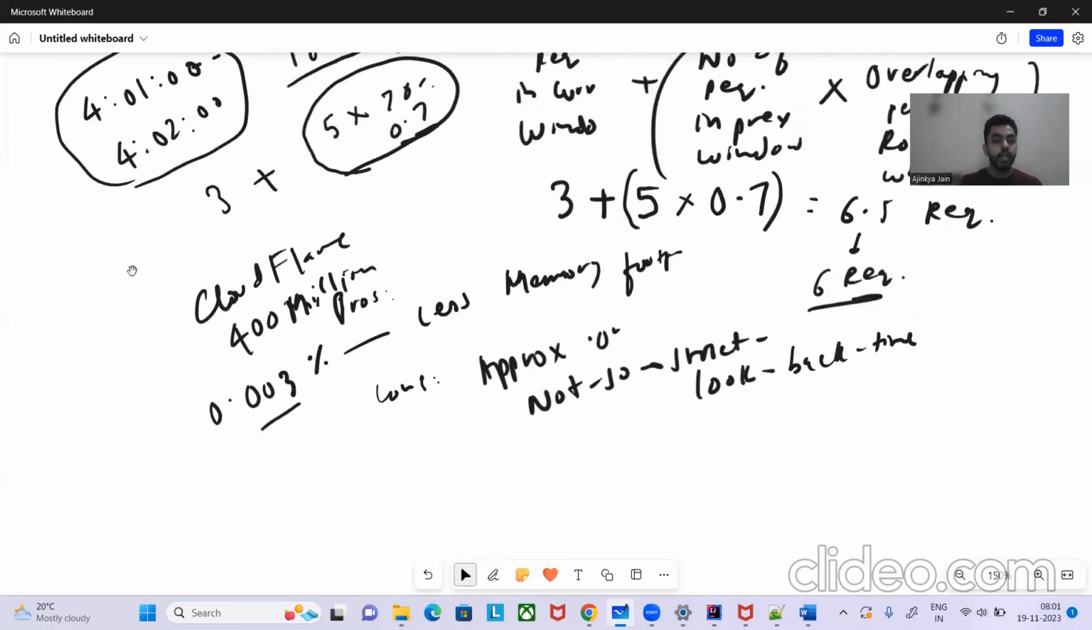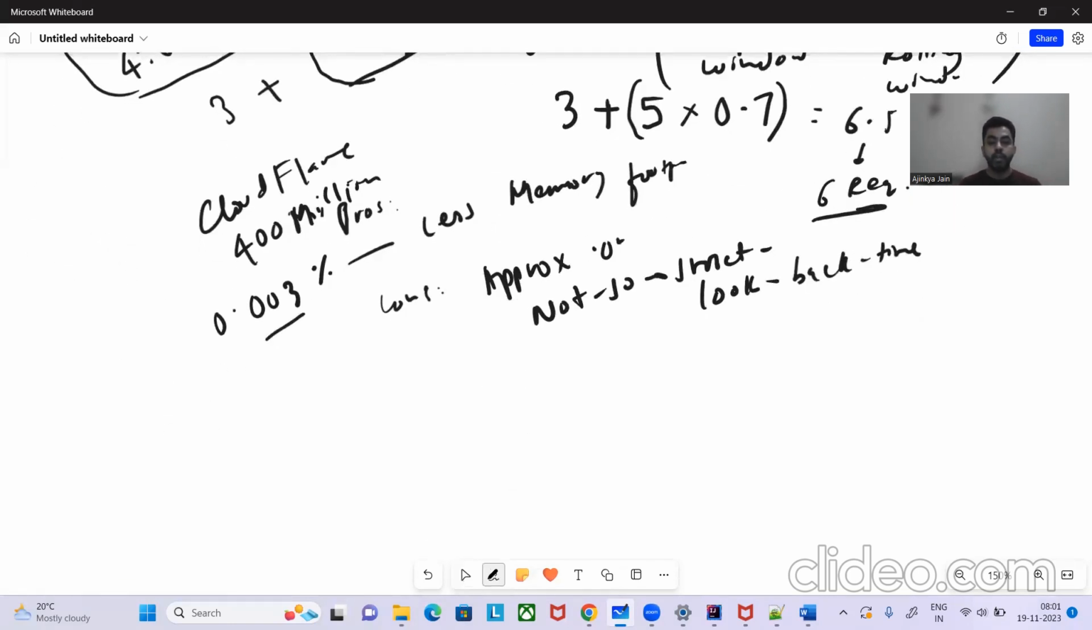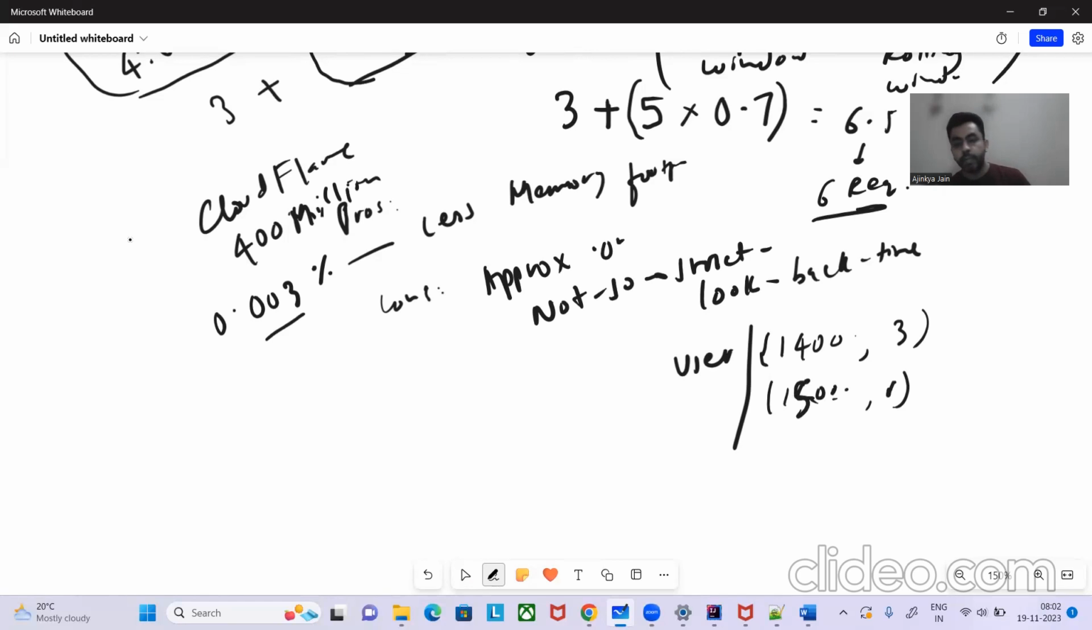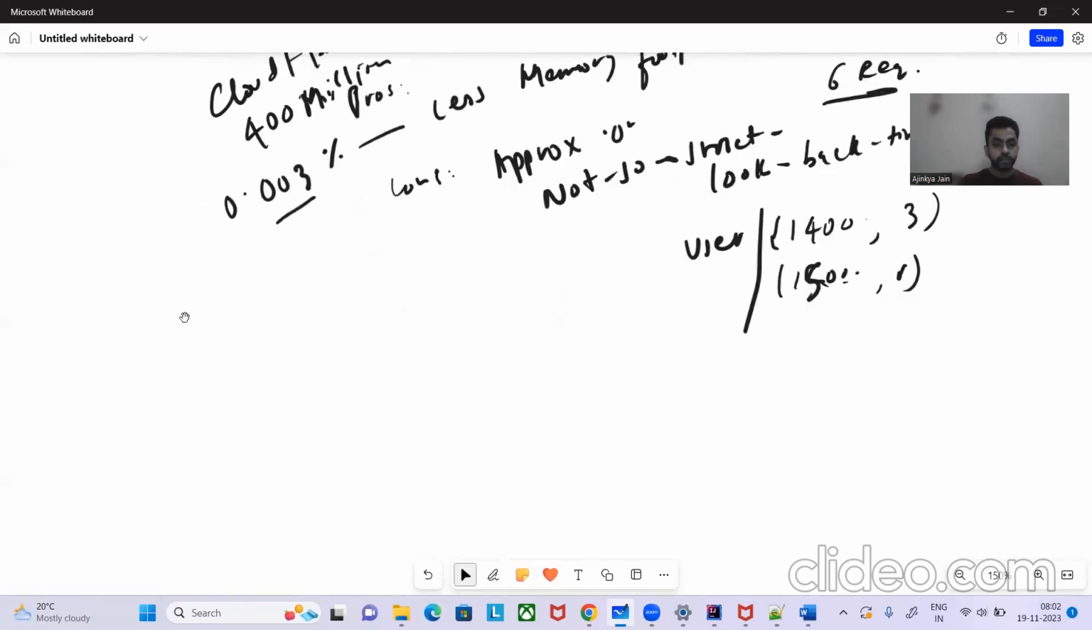In this, less memory will be required. For example, the user, plus what will we require here? The previous window timestamp and the number of requests, and the current window timestamp and the number of requests till now. So it needs less memory than the previous sliding window algorithm. So these are the algorithms which we have covered.